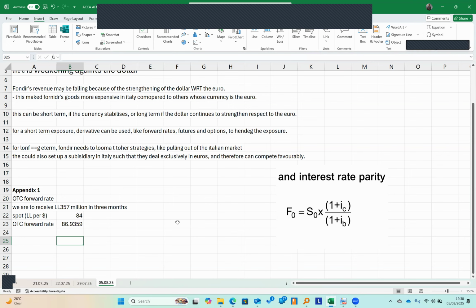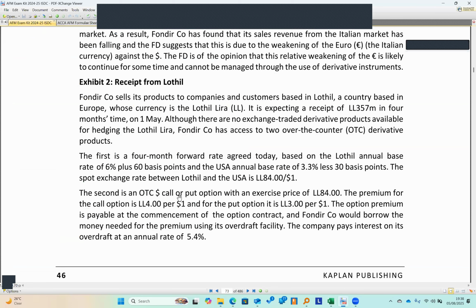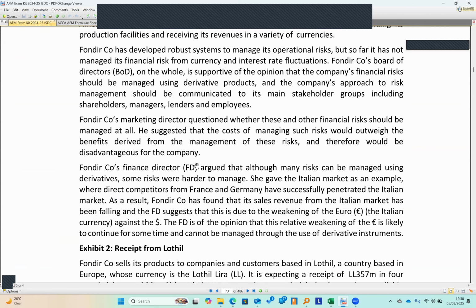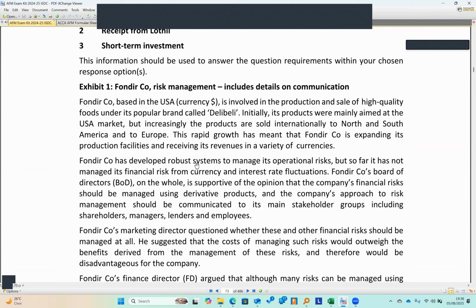But what I need to let you know is that, because remember we are receiving, we need to know when we are receiving our money.